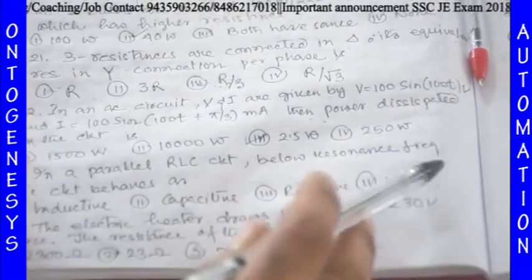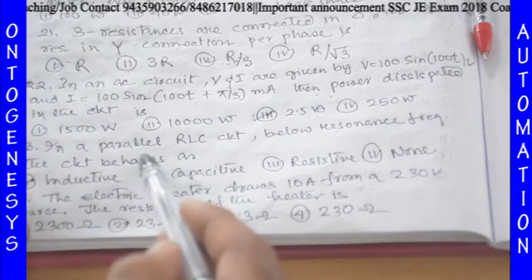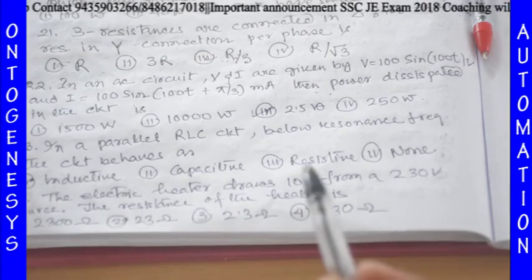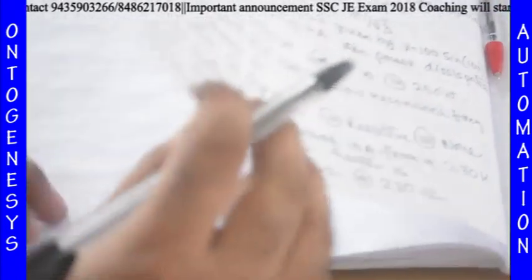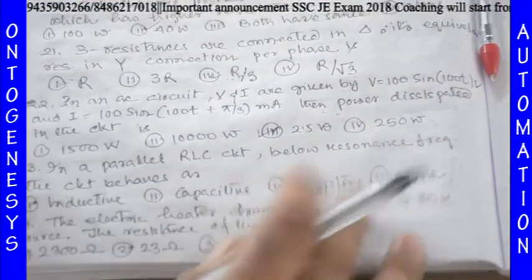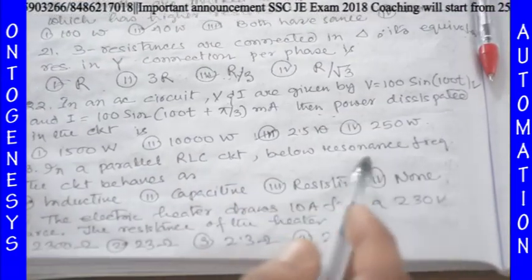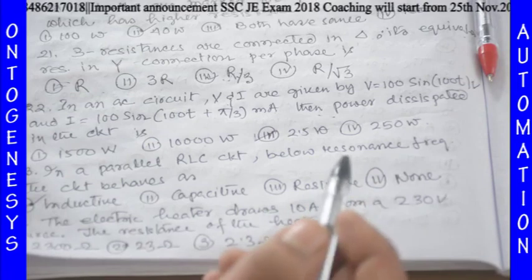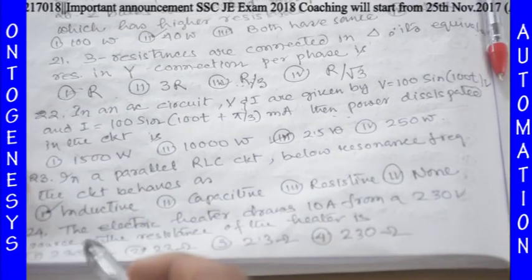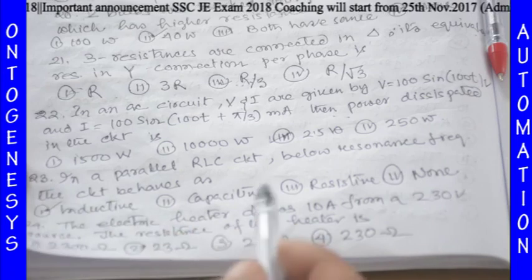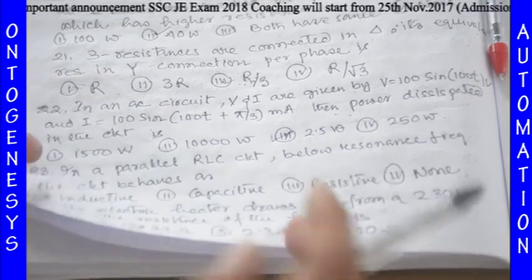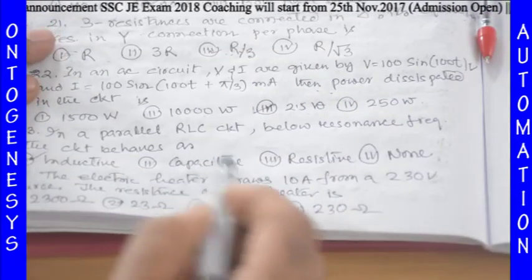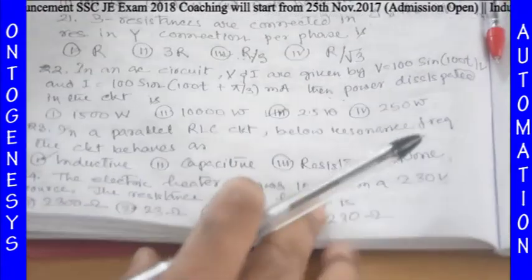Okay. Next, in a parallel RLC circuit, below resonance frequency, the circuit behaves as what? Below resonance frequency, the circuit behaves as inductive, and above resonance frequency, capacitive. So below resonance frequency it is inductive, and above resonance frequency it is capacitive. Remember these things.